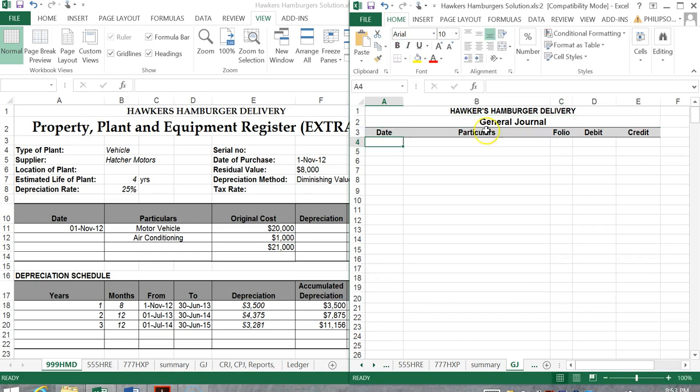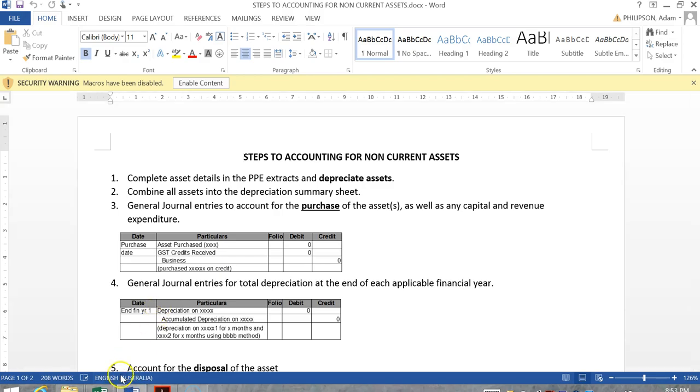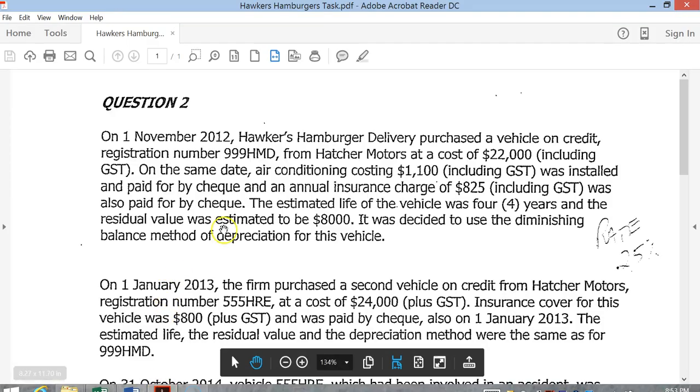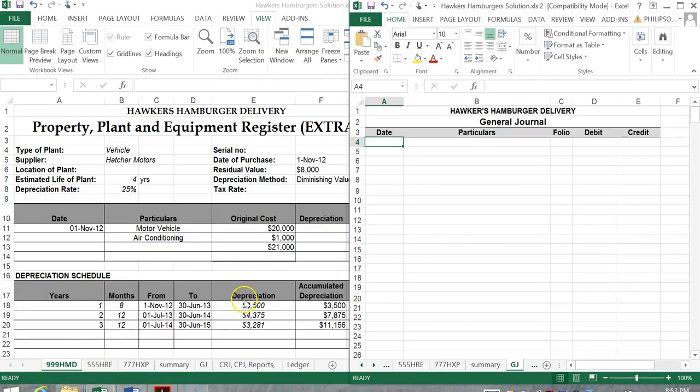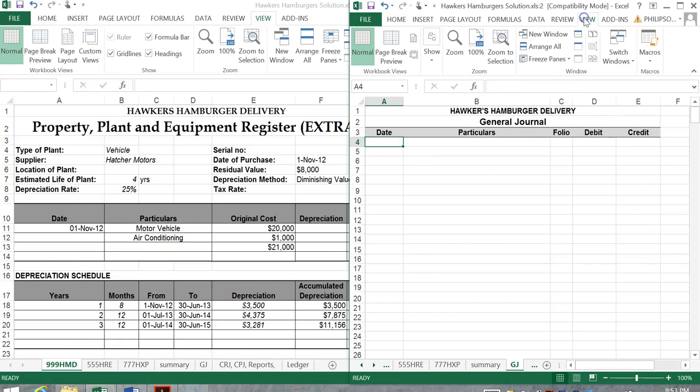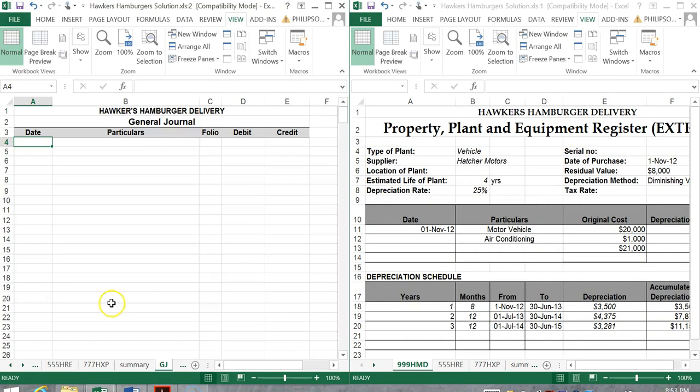Okay, so our first, we're going back to our task here. Alright, so on the 1st of November 2012, Hawker's Hamburgers purchased a vehicle on credit for $22,000. Okay, we've got all of that detail in our depreciation schedules.